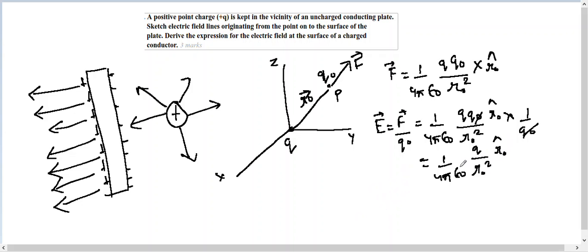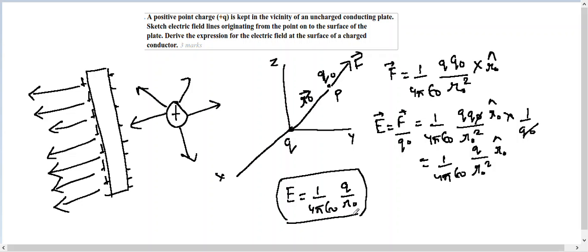So this unit vector just gives us the direction of the electric field at the point P. Considering just the magnitude, E is equal to 1 upon 4 pi epsilon naught, Q by R naught square. So that's the value of the electric field. Also remember that this electric field is spherically symmetric about the charge. So this is how we are supposed to do this derivation.